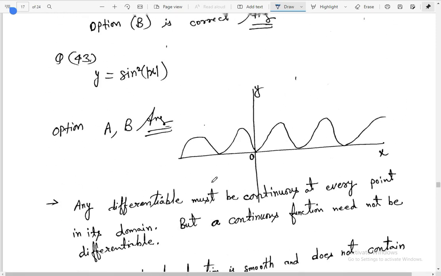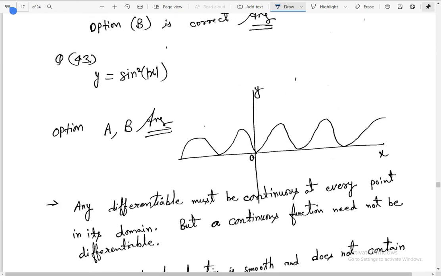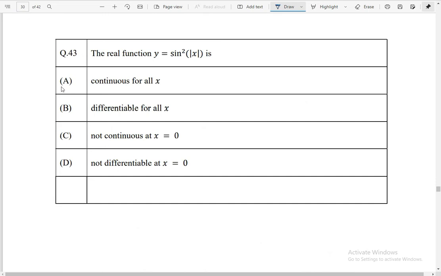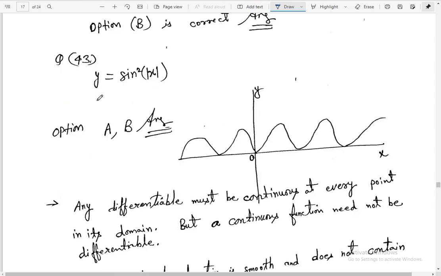So we have option A, continuous for all x and differentiable for all x. For this graph, but at x equal to 0 we don't have continuity and differentiability in this point, because here the angle is making and breaking. So we will have so many such points here.